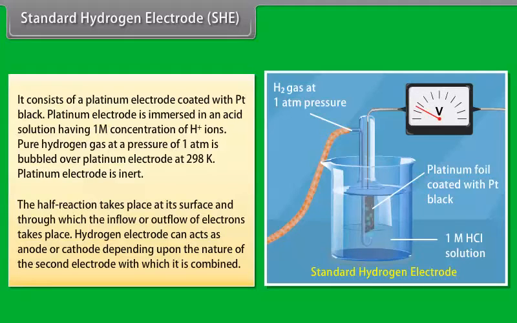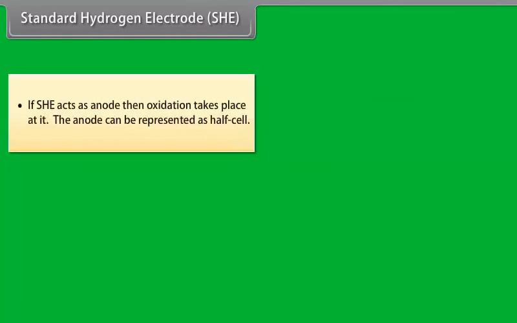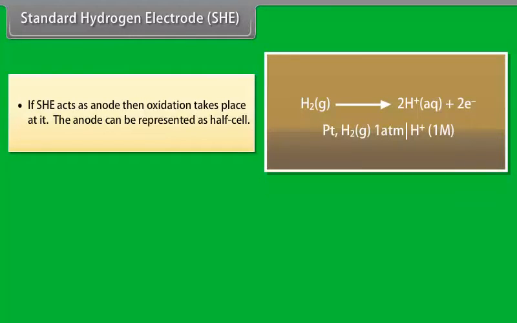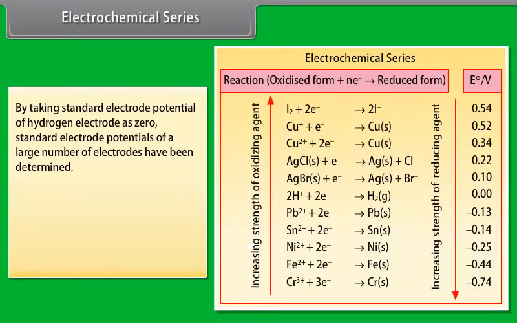It consists of a platinum electrode with platinum black. Platinum electrode is immersed in an acid solution having 1 M concentration of hydrogen ion. Pure hydrogen gas at a pressure of 1 atm is bubbled over platinum electrode at 298 Kelvin. Platinum electrode is inert. The half reaction takes place at its surface and through which the inflow or outflow of electrons takes place.